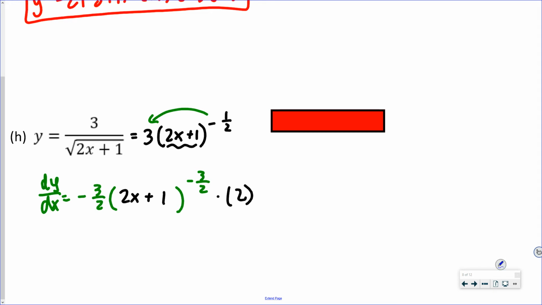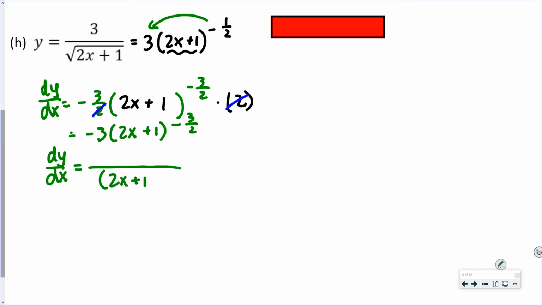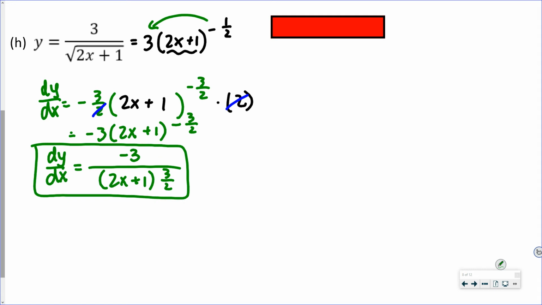All right, now these are when they get kind of tricky, when we have fractions and negative exponents, because we know negative exponents aren't simplified. These two cancel each other out, they divide by 2 and times by 2. So then I get to here. This one's not too bad. All I have to do is move that negative exponent to the denominator: 2x plus 1 to the positive 3/2, and I have negative 3 being multiplied.